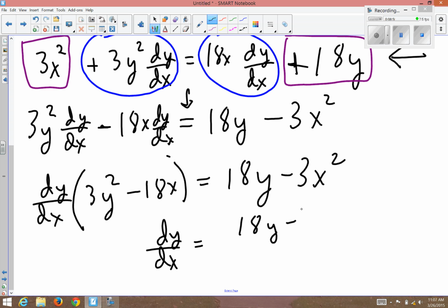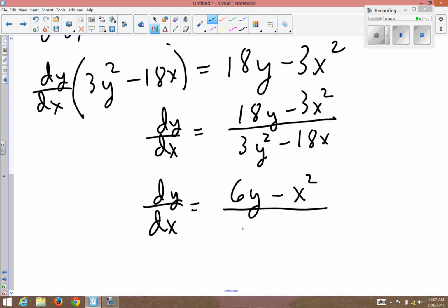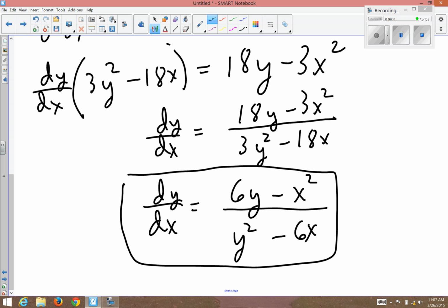So on the right side we have whatever was there, divided by what's in the parentheses over there, 3y squared minus 18x. So we made that cancel on the left side because we divided both sides. And we could reduce that because 18, 3, and 18 are all divisible by 3. So the answer reduced to lowest terms is (6y minus 1x squared) over (1y squared minus 6x). It cannot be written any more simply. That's the answer.